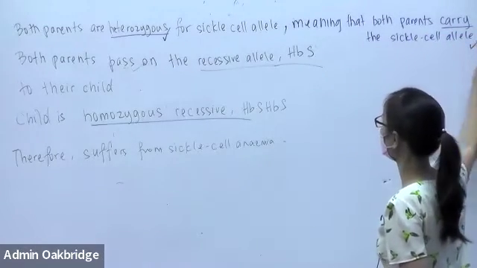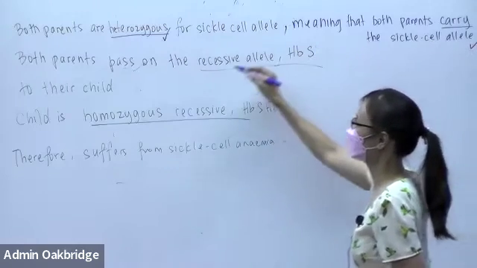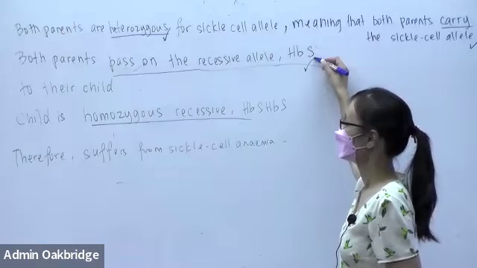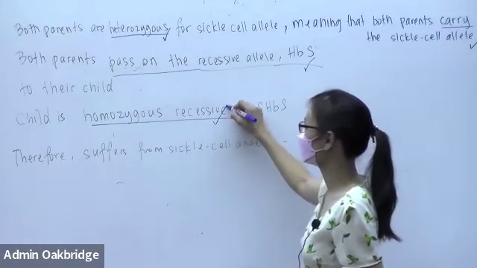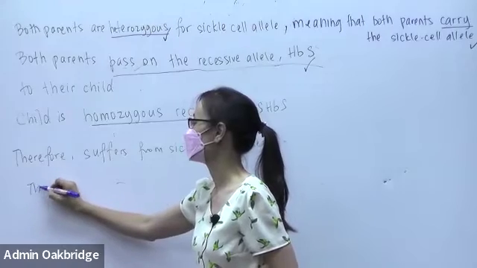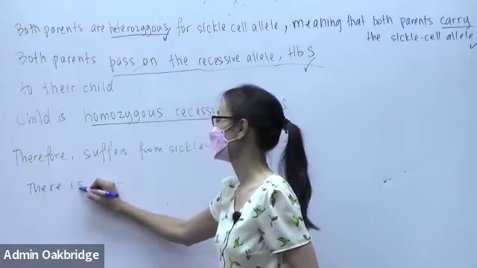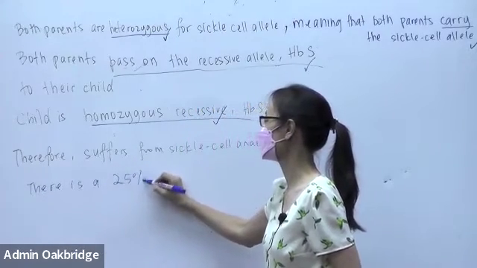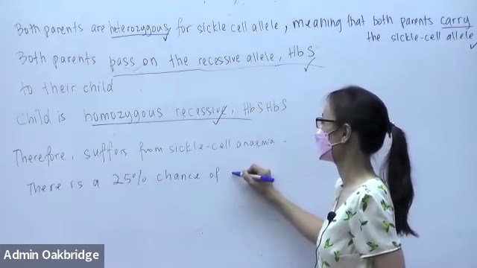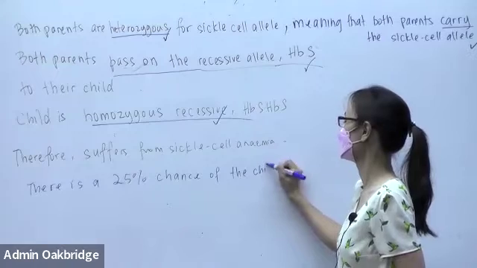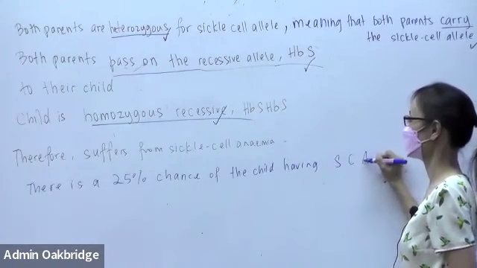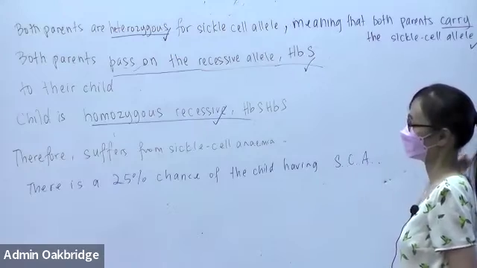Okay, so this one will be marked 1 mark if you said this. And then they passed on their recessive allele to the child. And then the child is homozygous recessive. And one more point is there is a 25% chance of the child having sickle cell anemia. Okay, sickle cell anemia.